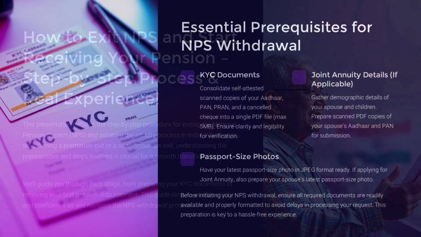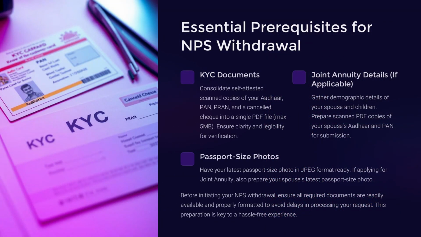Let's begin. Before you start the process, gather all the necessary documents. Preparation is key to ensuring a smooth and fast transition. First, create a single KYC PDF file, no larger than 5 megabytes, that contains self-attested copies of your essential identification documents: your Aadhaar card, PAN card, PRAN number, and a canceled check. These documents confirm your identity and bank details.